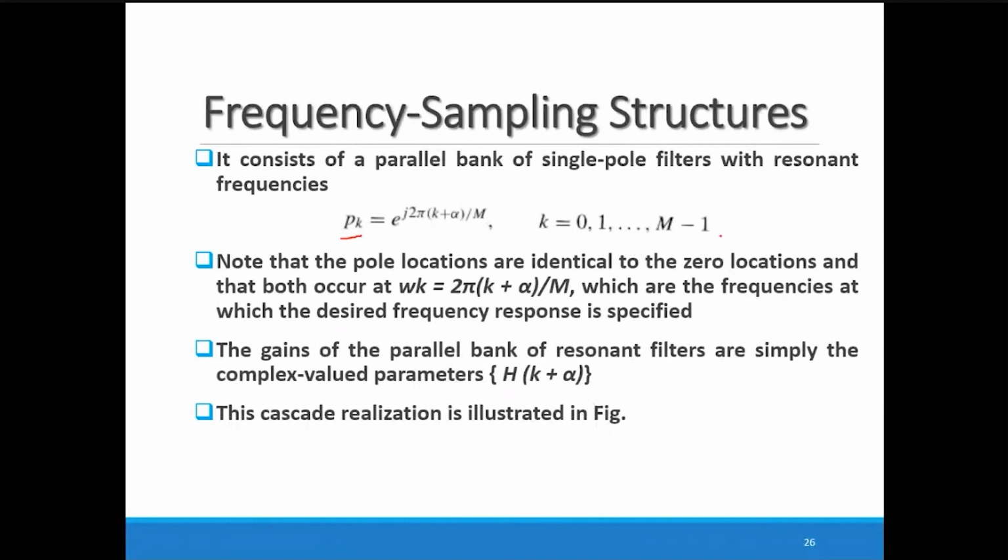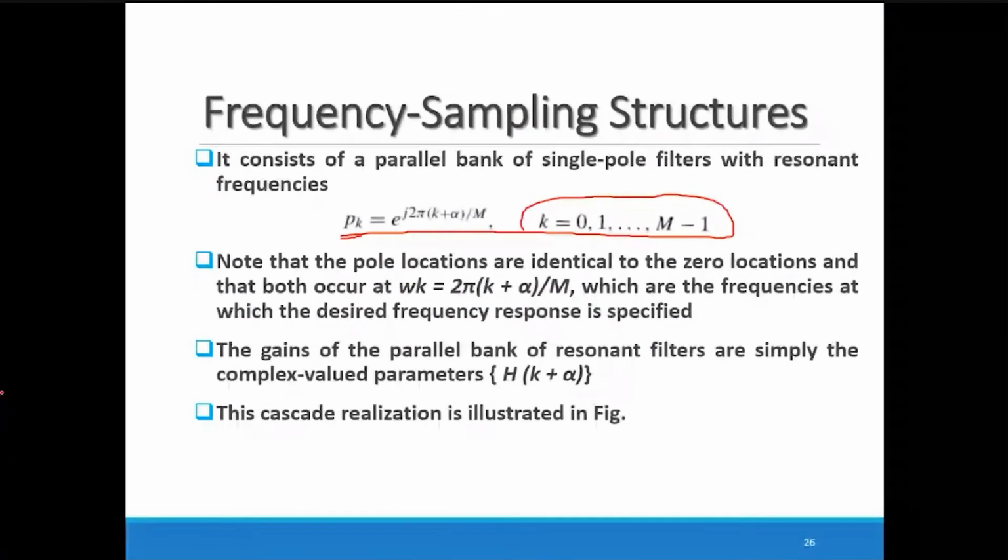As you can see, the location of poles and the location of zeros are similar. Note that the pole locations are identical to the zero locations, and both occur at the same samples, that is omega k equal to 2 pi (k plus alpha) by M, which are the frequencies at which the desired frequency response is specified. So the poles and zeros are identical and both occur at the same angular frequency omega k.